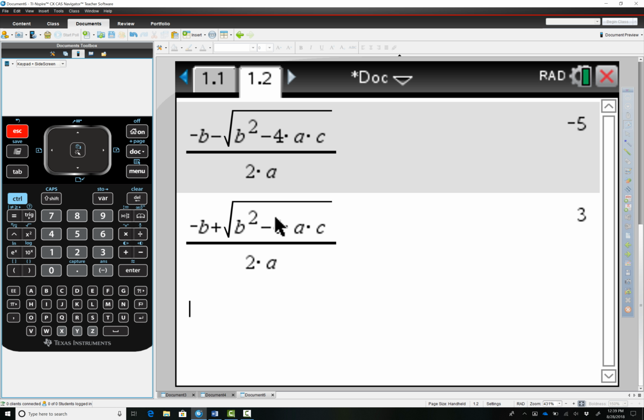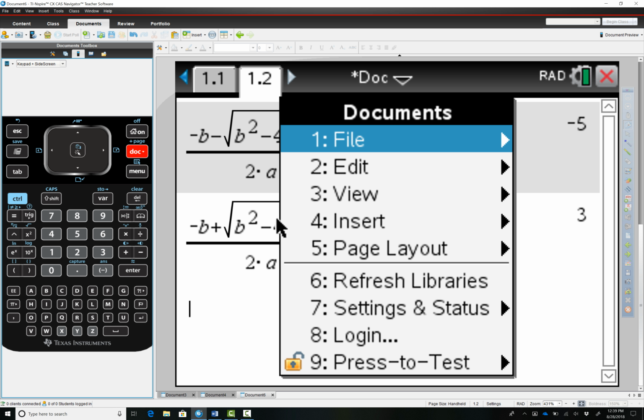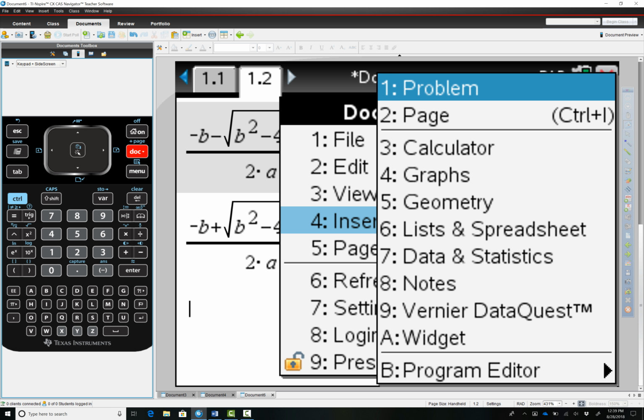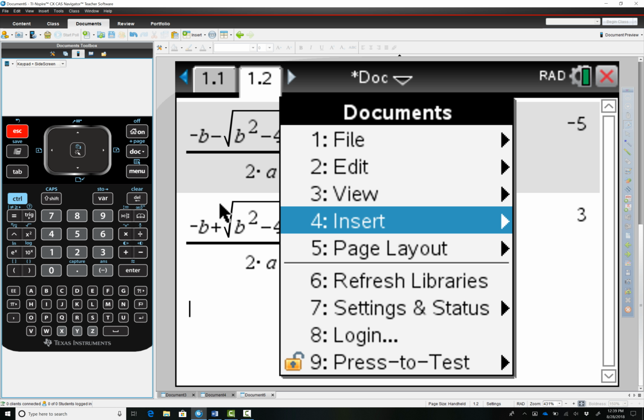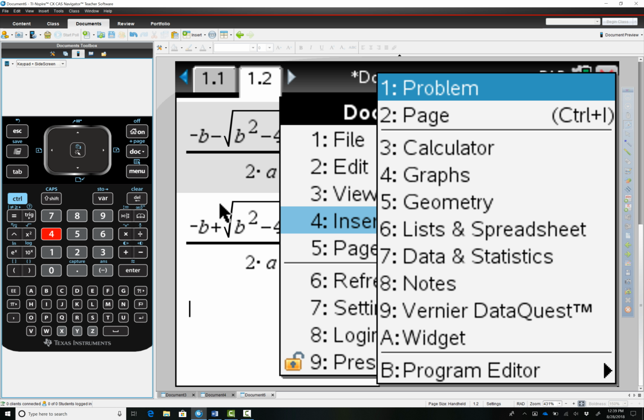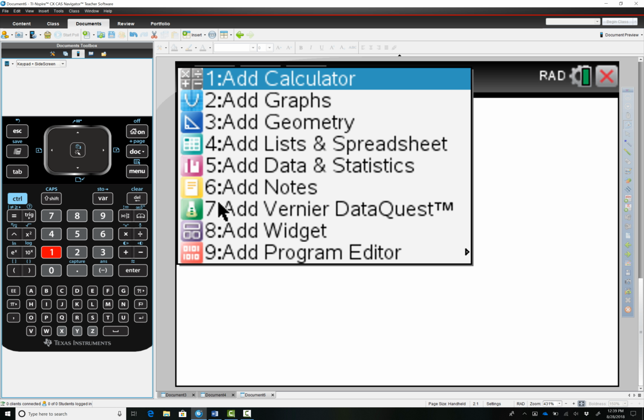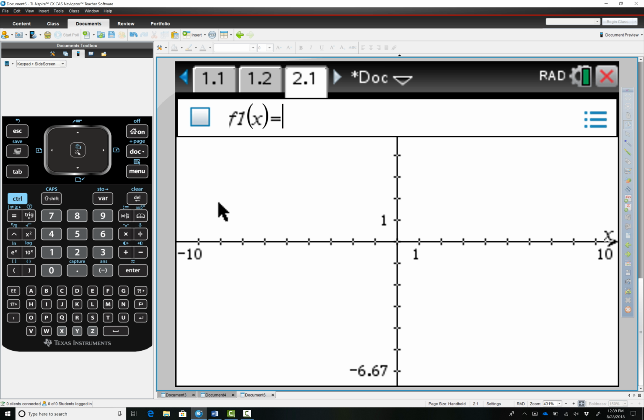What I'm going to do to get around that is go doc for documents. Choice number 4 is insert, so I'm going to hit 4. And within this new menu, number 1 is problem. And I'm going to add a graph.